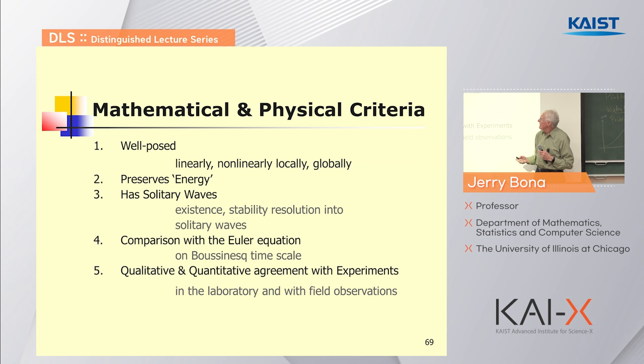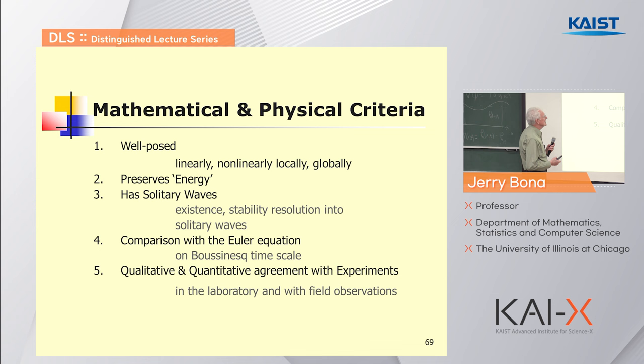So here's a criteria that you might want to use for deciding whether these models are any good. Are they well posed, linearly, nonlinearly, locally, globally? Do they preserve energy? Because the full Euler equations preserve energy. And not all of them do, actually. Some of them do not preserve energy. There's a whole three-parameter family of these models. If they don't, that's great. You throw them out. Does it have solitary waves? Well, I won't talk about those. You'd like a theorem that compares them with the full equations. There is such a theorem. And you'd like laboratory experiments. I'm going to show you laboratory experiments, and then we'll go back to our problems.